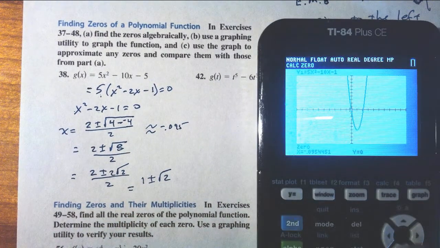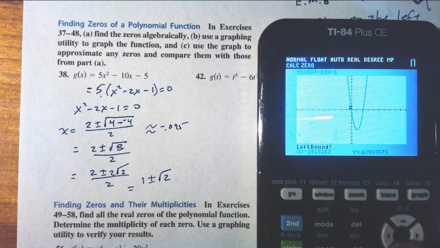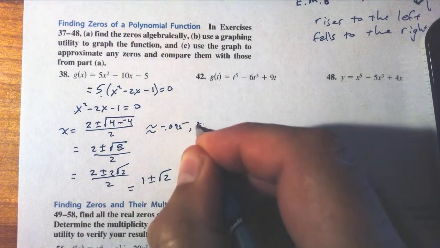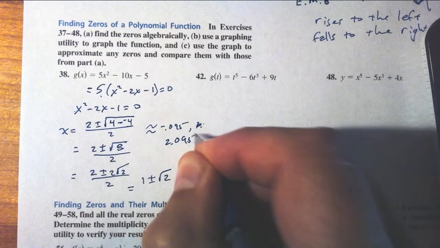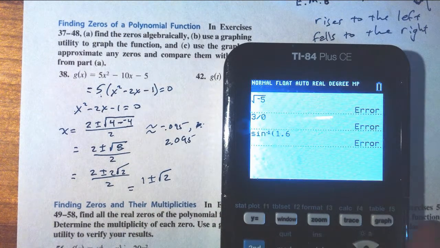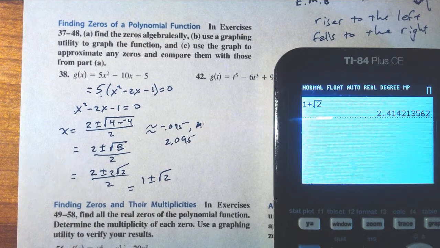And then I'm going to second calc the other 0. Get to the left of it, enter. Right of it, enter. Guess, enter, 2.095. I'll put it down here, 2.095. And I'm just going to do a real quick check here. Let's go 1 plus square root of 2. There's my 2.41.